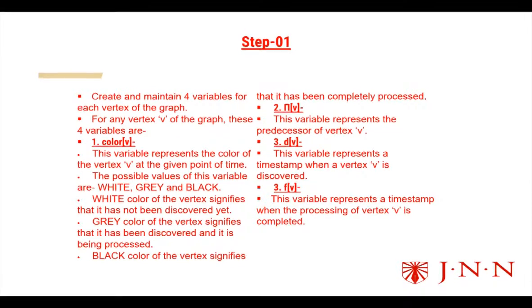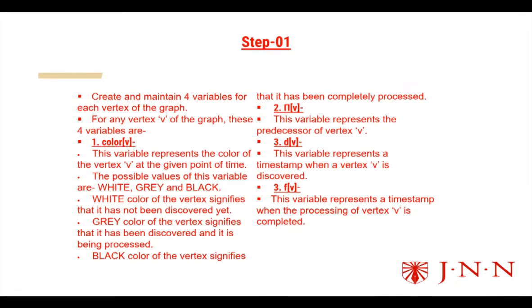So a white color vertex signifies it has not been discovered yet. And the gray color of the vertex signifies it has been discovered and it is being processed. And finally the black color of the vertex signifies that it has been completely processed.